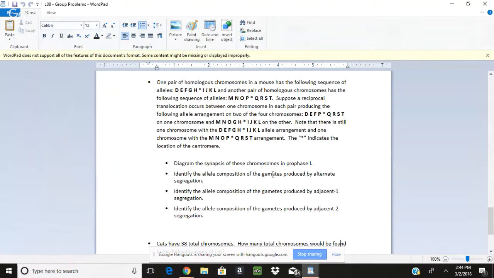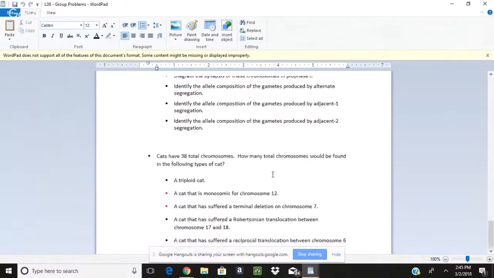And then at the end of meiosis 2, those sister chromatids are just going to separate. It's going to be the same result. There's going to be 2 of the normal copies of the chromosome in 2 of the gametes, and the other 2 gametes are each going to have 1 copy of each of the translocated, and they're still balanced. So 2 of the gametes are going to have DEF, GH, IJKL, and MNOP, QRST. The other 2 gametes are going to have DEFP, QRST, MNO, GH, IJKL. And then we all were having trouble with the difference between adjacent 1 and adjacent 2 segregation. So we're going to work on figuring out the difference between those and then the allele composition of the gametes from those.